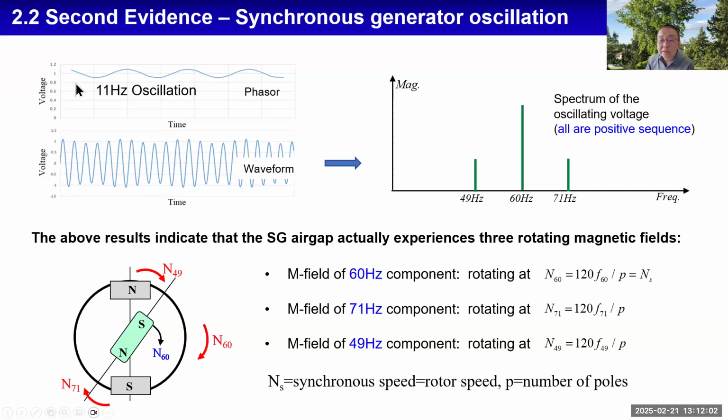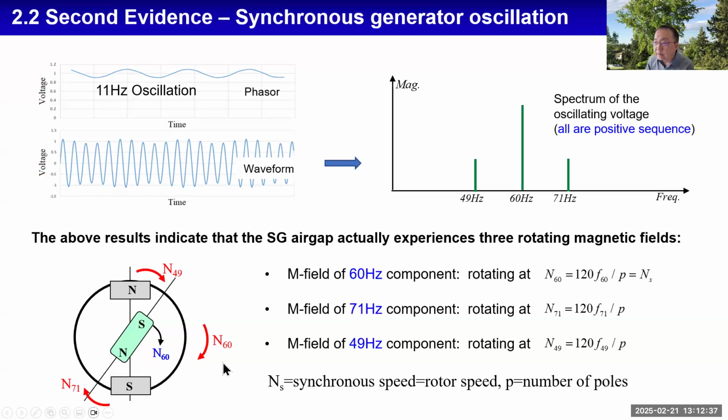So first, this is common. Hypothetically, we have an 11 hertz phasor oscillation observed at a synchronous machine terminal voltage. Now, if you look at the waveform, it's basically a beating waveform. If you do the spectrum analysis, you will get 3 components in the stator voltage: 49 hertz, 60 hertz, 71 hertz.